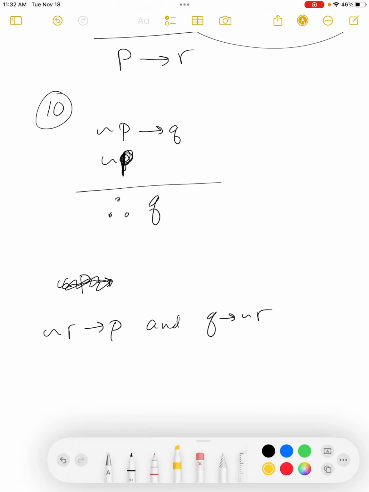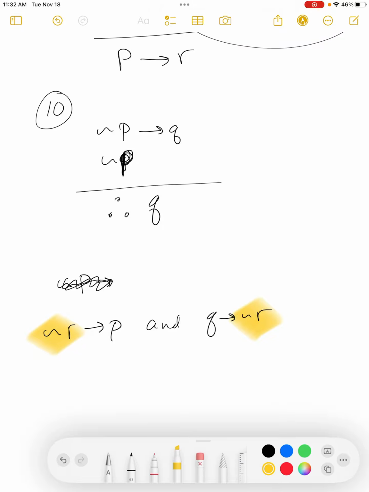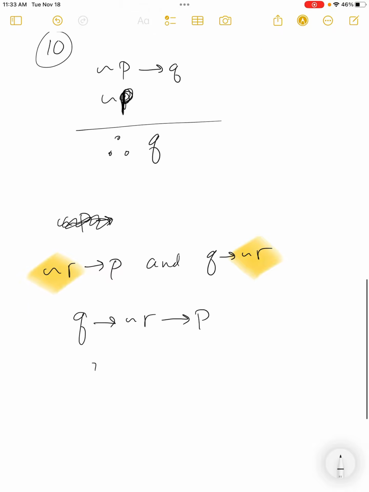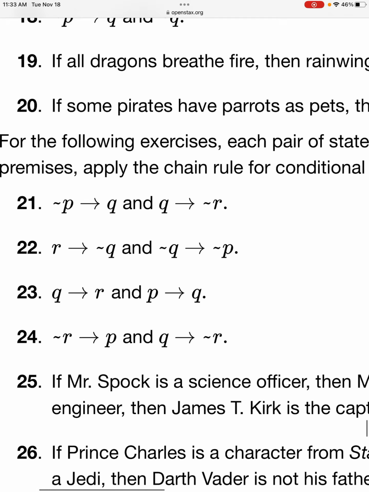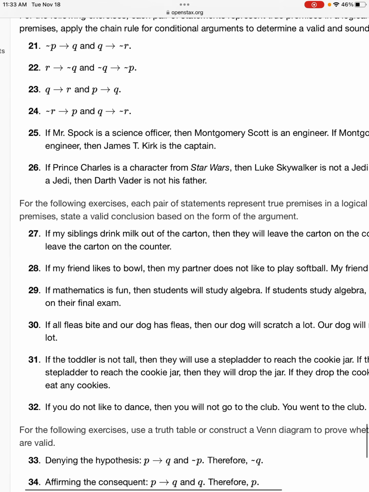They'd like us to use the chain rule. So remember, in the chain rule, you need a common middle. The common middle is definitely the negation of R. And we have to respect the order of the arrows. And so if we respect the order of the arrows, we need Q to be first because it's going to the negation of R. The negation of R is going to P. Therefore, Q can go directly to P. This is our conclusion. Q goes directly to P using the chain rule.